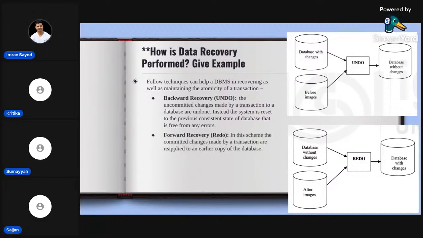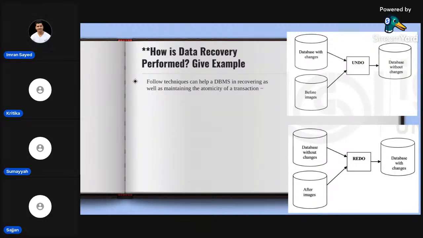Forward recovery, redo. In this scheme, the committed changes made by a transaction are reapplied to an earlier copy of the database, which means going back to the last commit. Log based recovery, maintaining the logs of each transaction and writing them onto some stable storage before actually modifying the database. So maintaining the log, putting it on persistent storage, and then modifying the database. So we have a backup of that log.